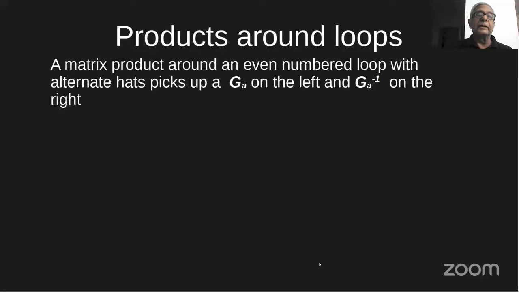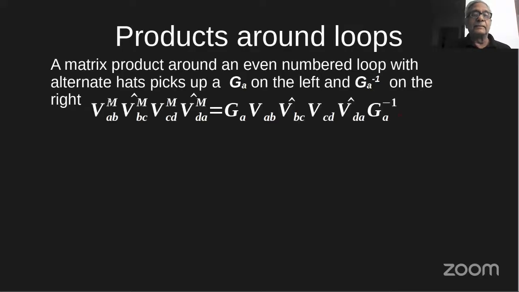So the idea is to take a product around a loop. And you should take an even numbered loop because you will have a GA on the left and a GA inverse on the right. I have actually written it out in the case of 4. And as I said, all the intermediate ones cancel. If you just keep track, you will see that this ends with a GA inverse and you have a GA. But you can't just cancel these two.